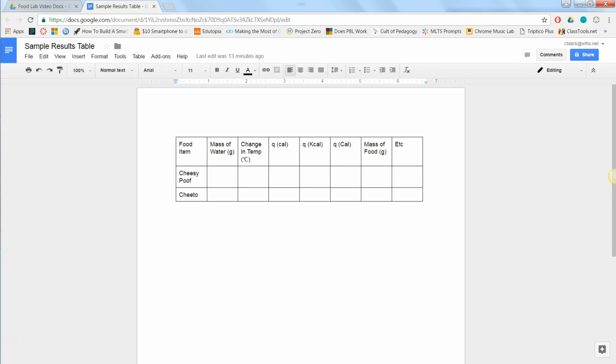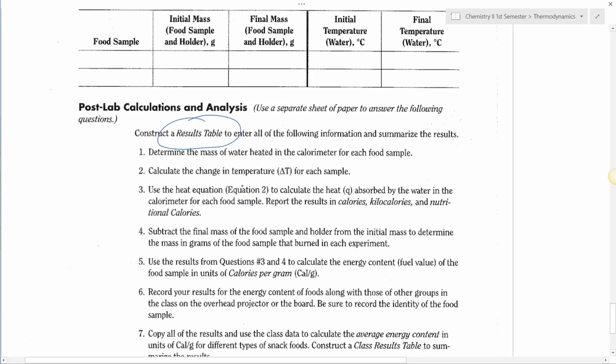But it's still important to have the calculations as well, which is why you include a sample of each calculation in the overall analysis section, and then just input your answers for all of them in here. Once you have your results table set and ready to go, you can start doing the calculations. Again, remember, you show your calculations one time, and then just put the results for both foods into your results table.